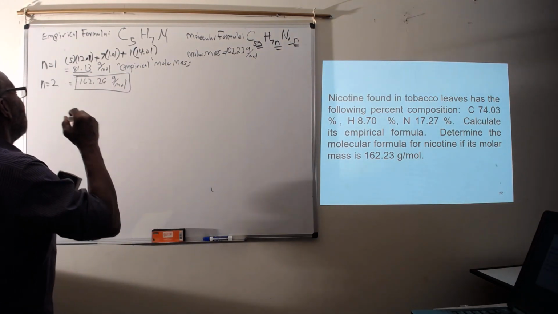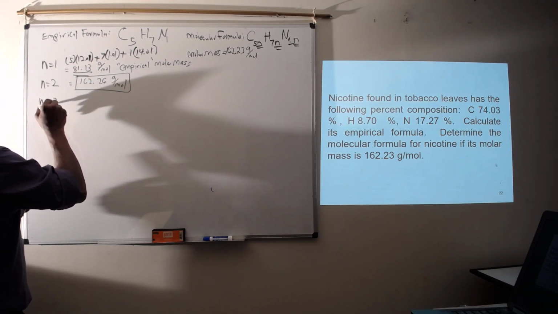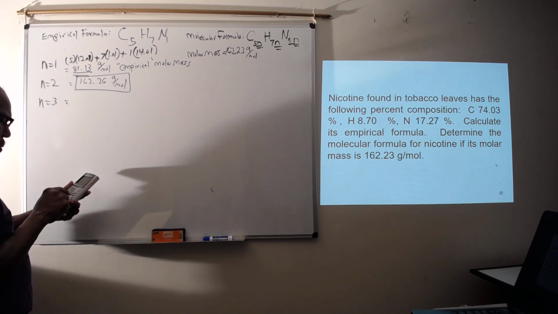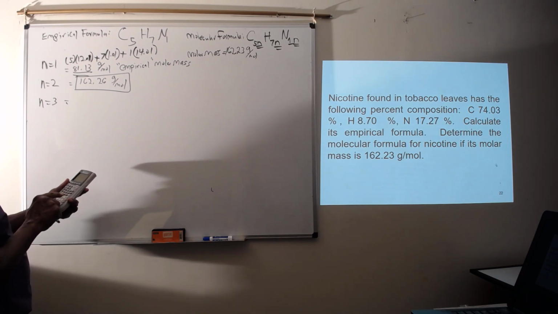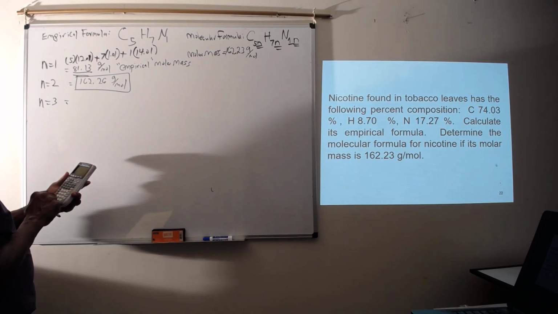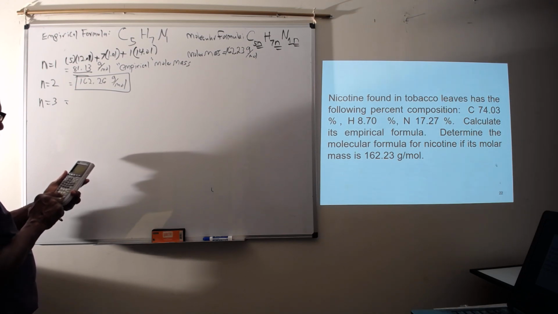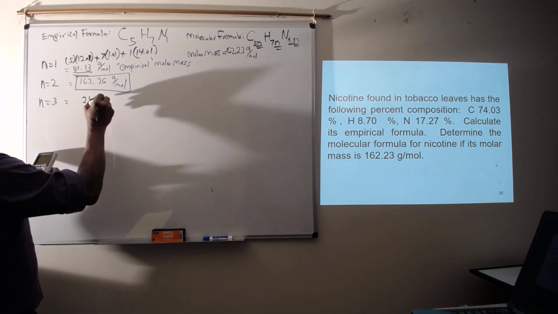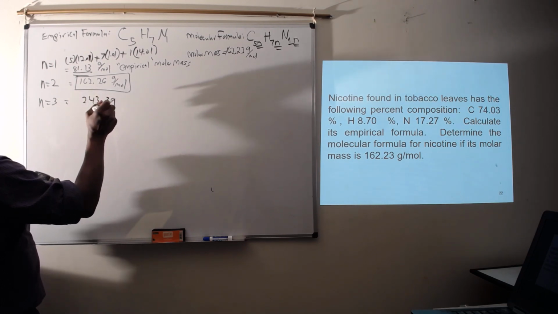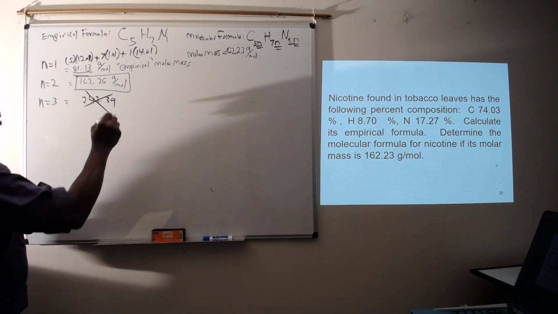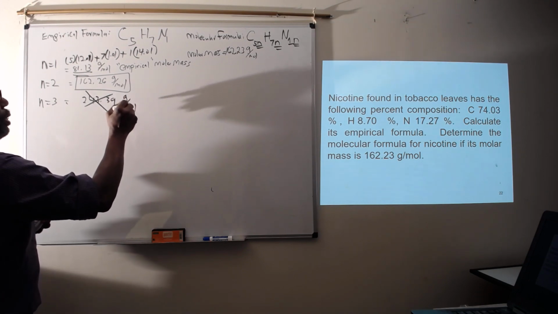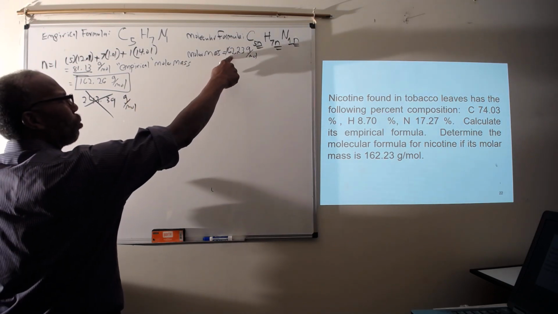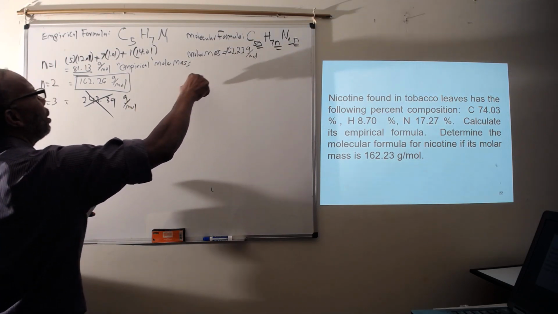Now let's assume N is equal to 3. Your molar mass now would simply be 3 times 81.13, and that will actually be 243.39. Clearly, this one is wrong. That doesn't even come close to corresponding to the true molar mass of 162.23.